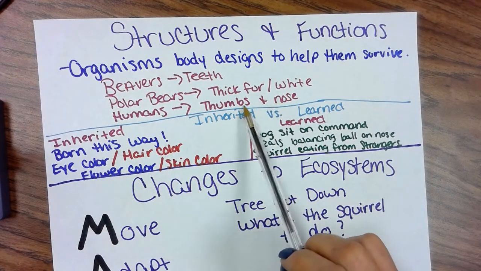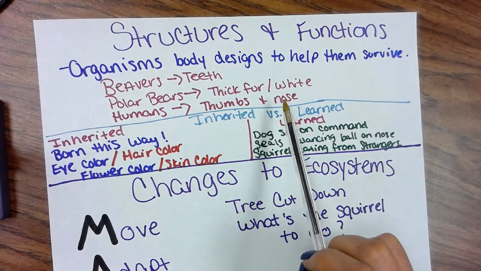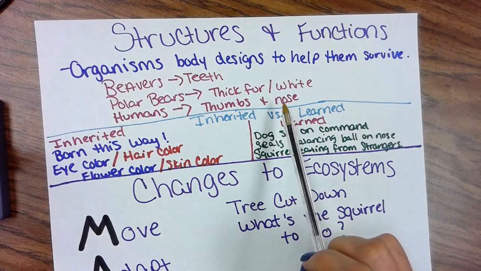Humans. Why do you have thumbs? Why do you have a nose? Well, you have thumbs so you can grab things, and you have a nose so you can smell. I mean, wouldn't it be awful if we were all walking around like mouth breathers? It would be terrible, wouldn't it?